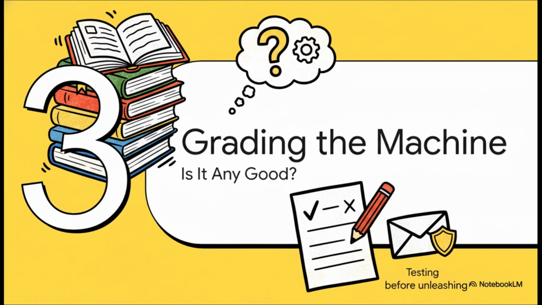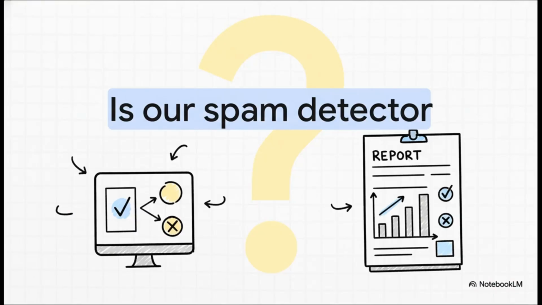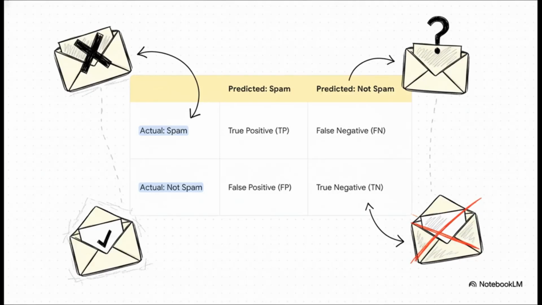It's time to grade our machine to see if it passed the test. This really is the moment of truth. We need a way to measure how well it did, to see exactly where it got things right, and, more importantly, where it got things wrong. And this is its report card.